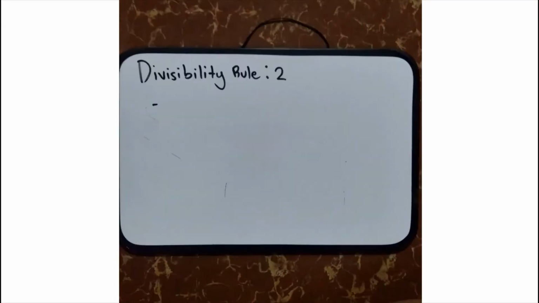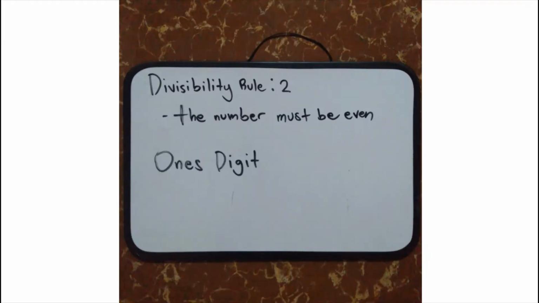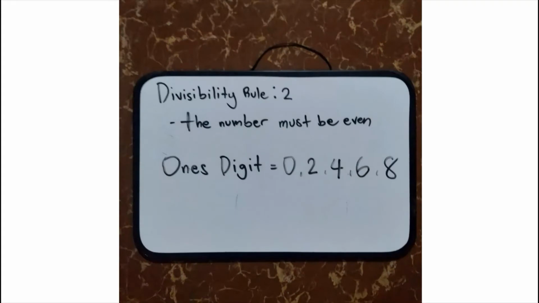Divisibility rule 2. A certain number is divisible by 2 if and only if the number is even. But how are we going to determine that? Simple, just by looking at the ones digit. If the ones digit of a number is either 0, 2, 4, 6, or 8, then we can say that the number is divisible by 2.